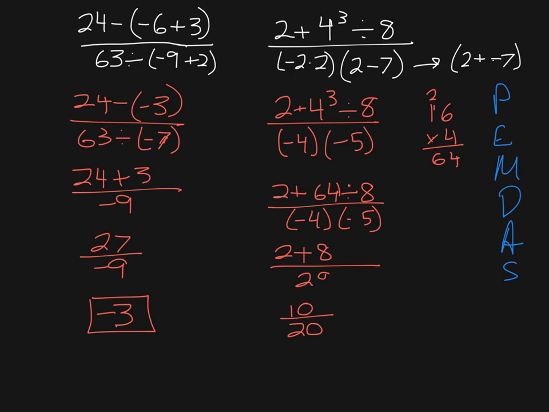Nothing we can do with the 20. And 10 over 20, 10 divided by 20, I can't do that, but I can simplify. I can divide both of these by 10. And I'm going to get 1/2 as my final answer.